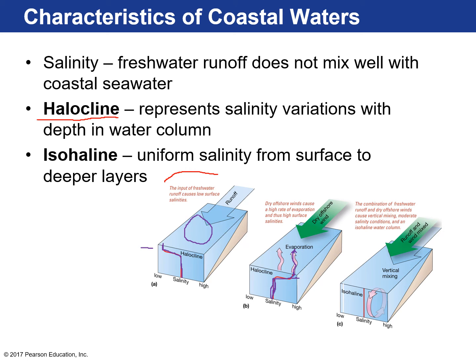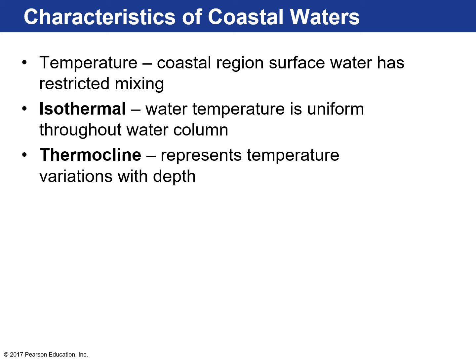And then there are situations where you get a good balance of freshwater runoff and also a lot of evaporation. And in these areas, depending on the geometry of the coast, the tides will help mix this water really well, and you get a lot of vertical mixing so that the salinity doesn't vary at all. So it's isohaline. So those are some characteristics of coastal waters.